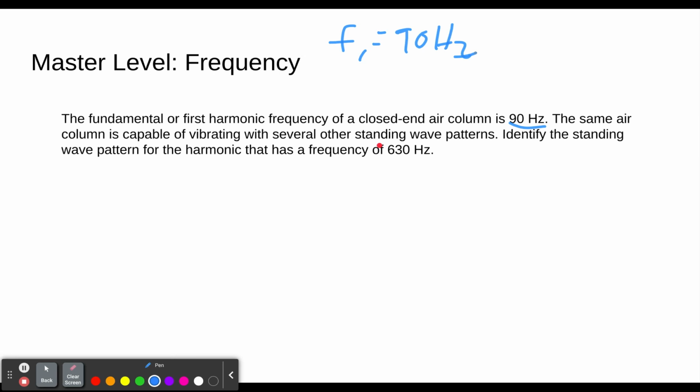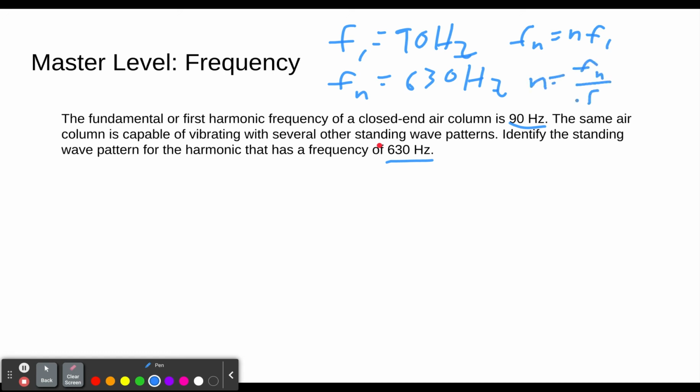And we see that the same air column is capable of vibrating with several different other standing wave patterns. Identify the standing wave pattern for the harmonic that has a frequency of 630 hertz. So Fn equals 630 hertz. Okay, so we know that Fn equals n times F1. We rearrange that, dividing both sides by F1 like we did in the other videos.